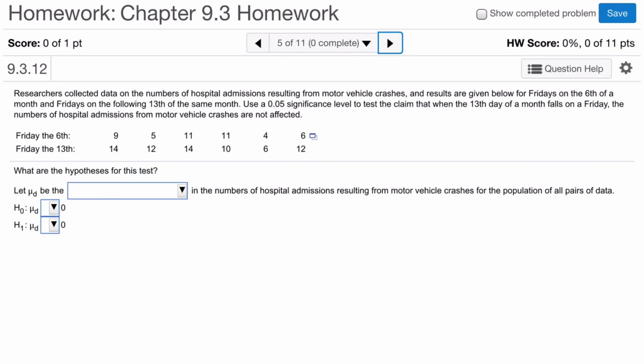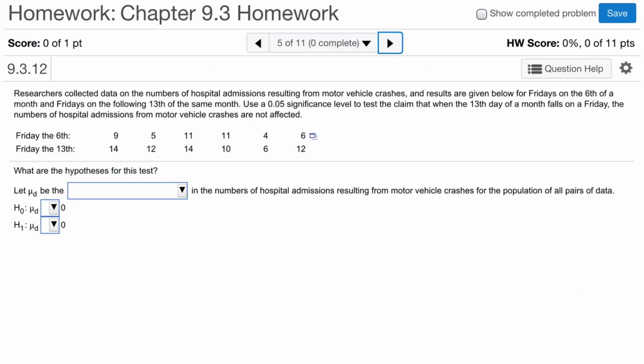Researchers collected data on the numbers of hospital admissions resulting from motor vehicle crashes, and results are given below for Fridays on the 6th of a month and Fridays on the following 13th of the same month. Use a 0.05 significance level to test the claim that when the 13th day of a month falls on a Friday, the numbers of hospital admissions from motor vehicle crashes are not affected.